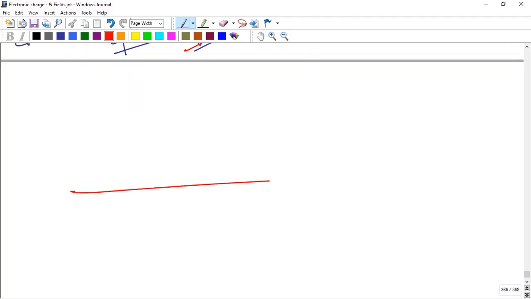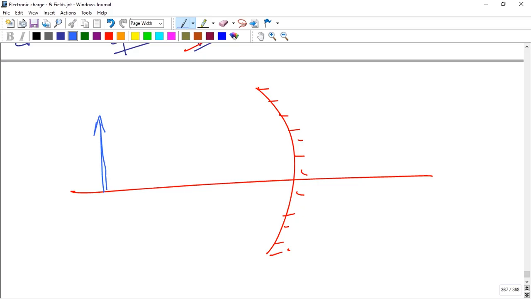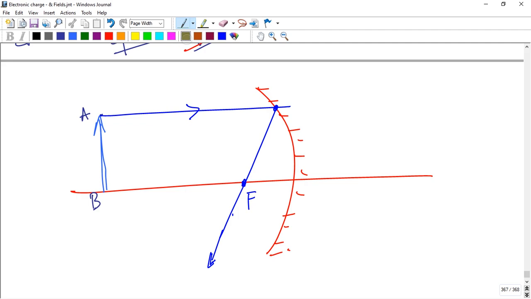So we choose a concave mirror, and here the object is here, and this is the object AB, that is an incident ray after striking. This is a reflected ray, that's the focus, this point is the focus, and we choose this point as the pole, and we need another point, the midpoint here.